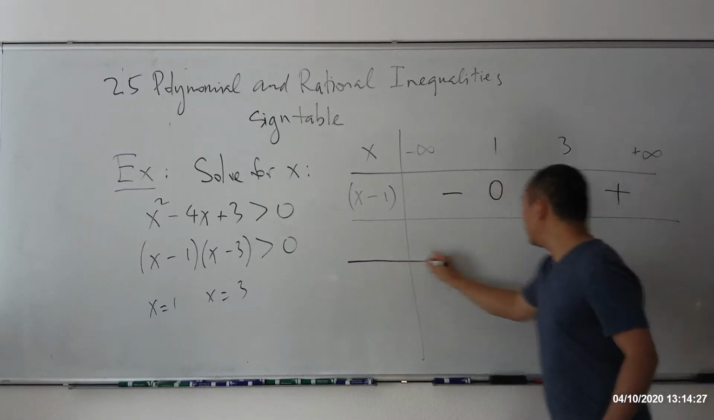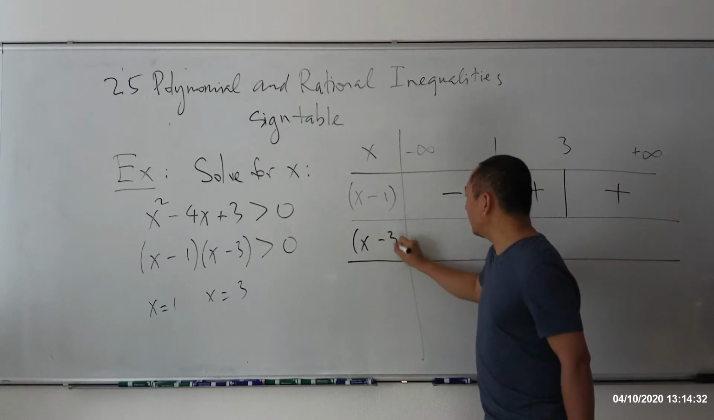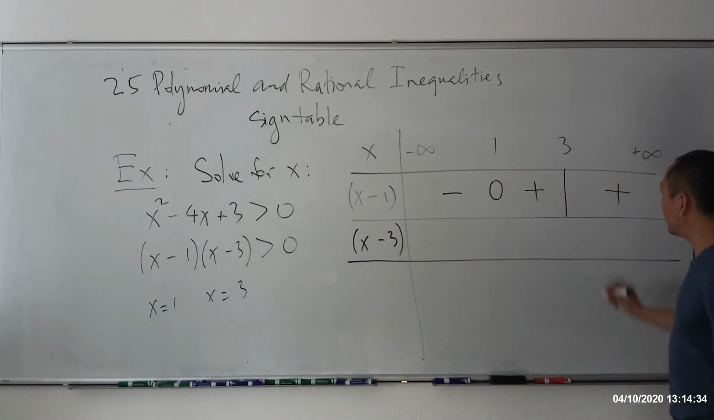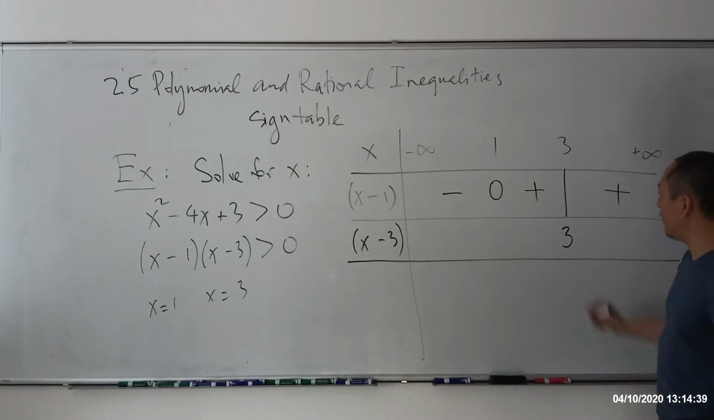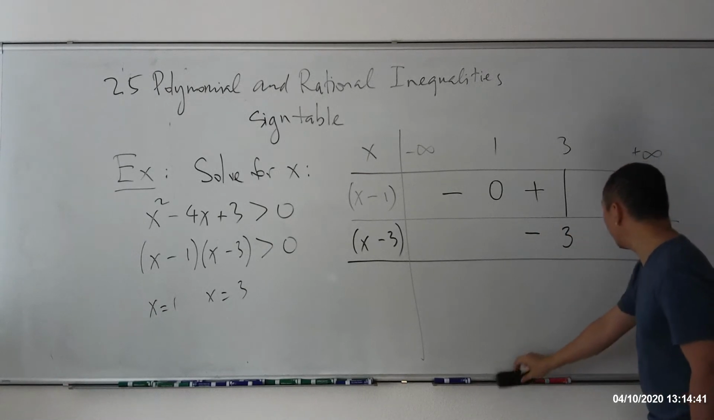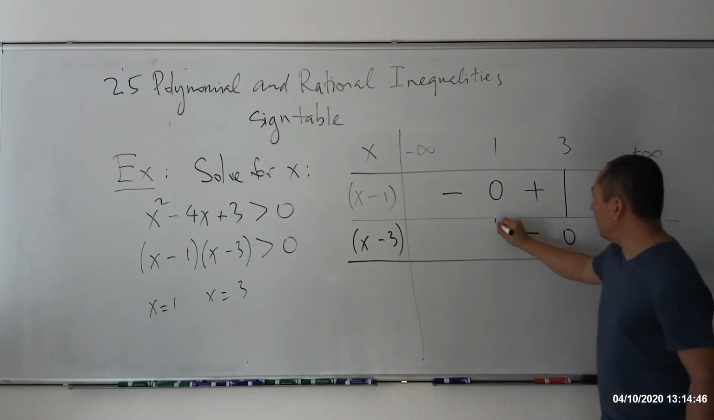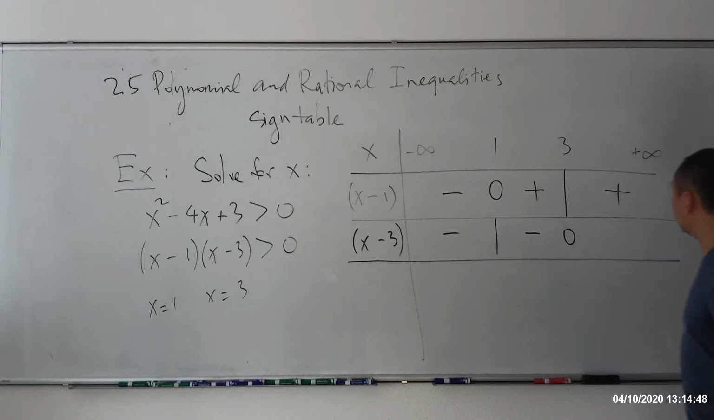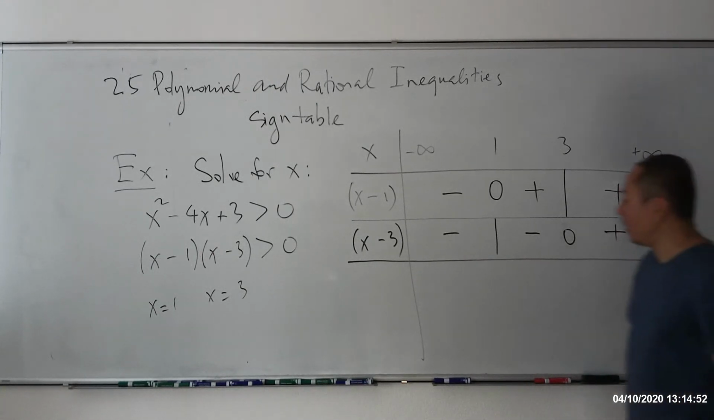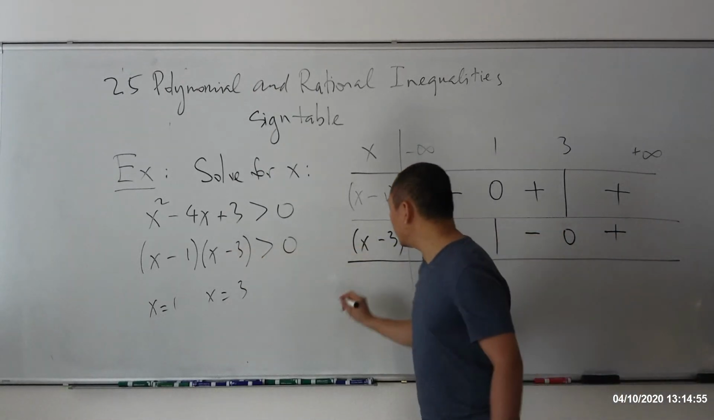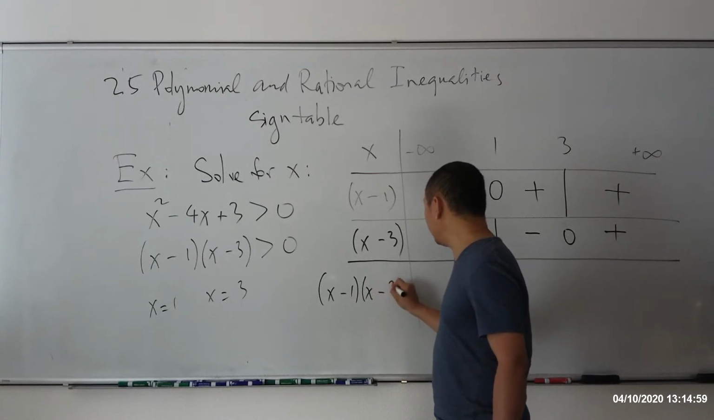Next, we move on to the second factor, x minus 3. And the 0 for x minus 3 is right here, x equal to 3. And very similar to the first factor, I should write a 0 right here. Sorry guys. Anything that is less than 3, you get back a negative number. Anything that is bigger than 3, you get a positive number. Now, what we're going to do is multiply the two factors together. That's exactly what we got for our polynomial.